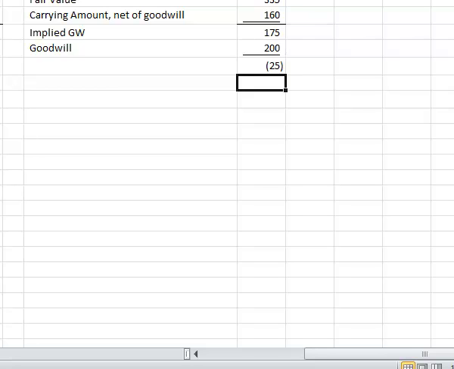The 25 is going to be booked as a loss on impairment and a credit to goodwill. So I would debit loss on impairment for 25 and I would credit goodwill for 25.